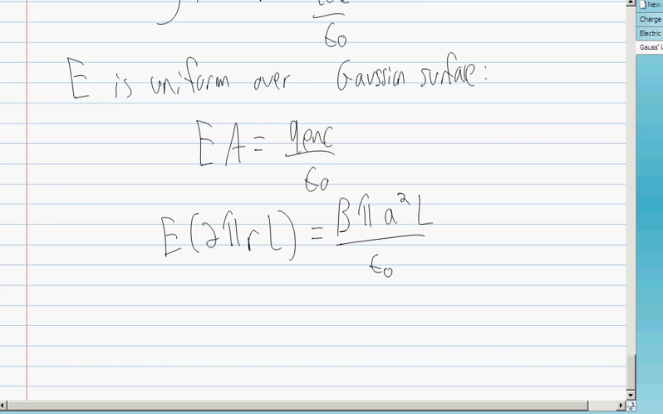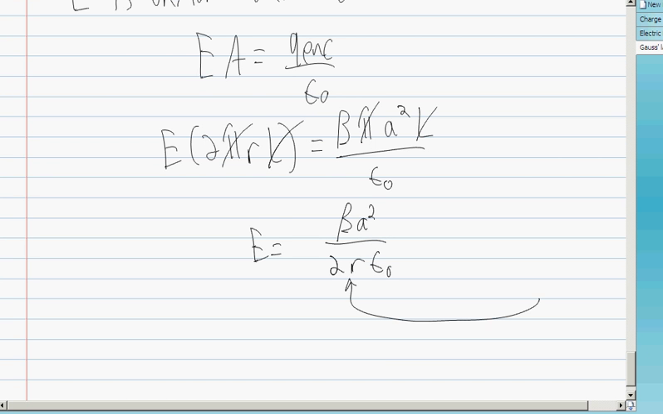Notice some of our dividing stops. Well, actually our dividing of the radii stops. Our L's divide out, pi's divide out, and we have E equals beta A squared over 2 R epsilon naught. Now we're getting further away. Basically, it's becoming a line charge, or a wire that has a charge on it. As you get farther away, it should get closer and closer to 0, which is exactly what one might expect.